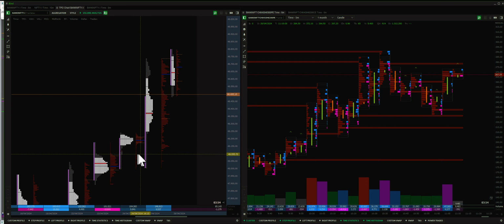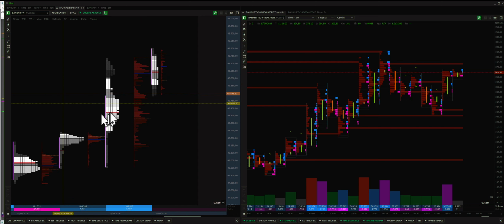Okay, now let's look at this. This can be considered a trend day, but if you look at this profile a little more deeply, you see there was again a balanced sort of an area, and then something like this.